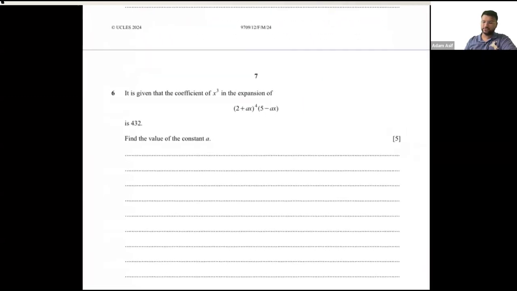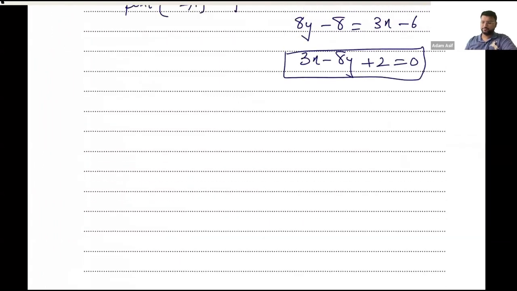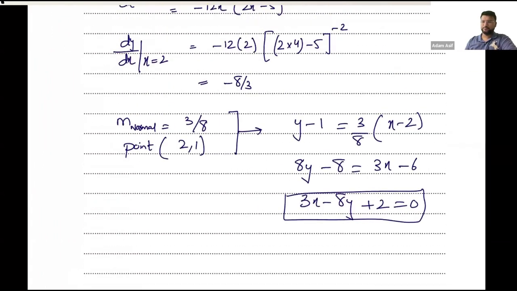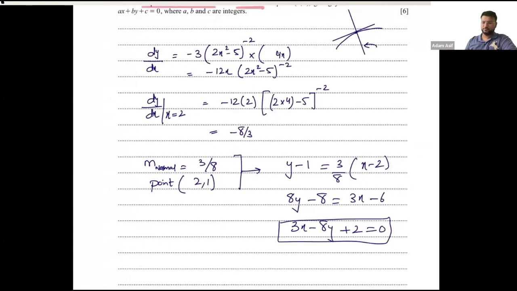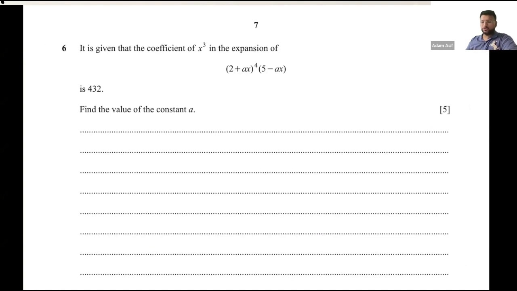Okay, this is the next question. It is given that the coefficient of x cube in the expansion of (2 plus ax) to the power 4 times (5 minus ax) is 432. Find the value of the constant a. Coefficient of x cube. So 5 is going to be multiplied by the term in x cube and minus ax is going to be multiplied by the term in x square.